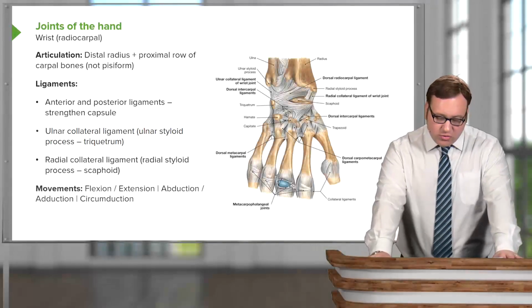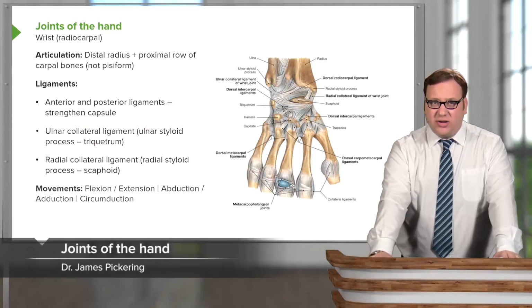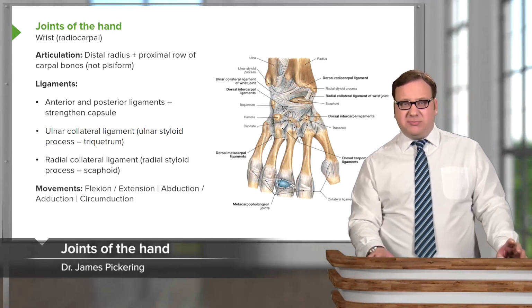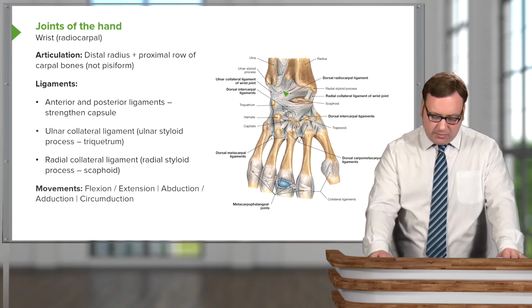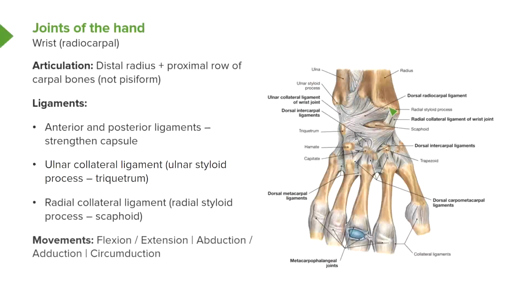If we then move on to the wrist joint, the articulation of the wrist is between the radius and the proximal row of carpal bones. So here we can see the radius. This is a dorsal view of the radius. The ulna doesn't articulate with the carpal bones. It's the radius that articulates with the carpal bones, and specifically the proximal row of carpal bones, not including the pisiform. So we can see we've got the radius here.